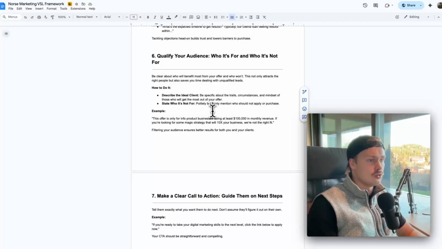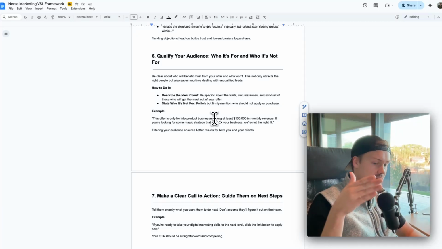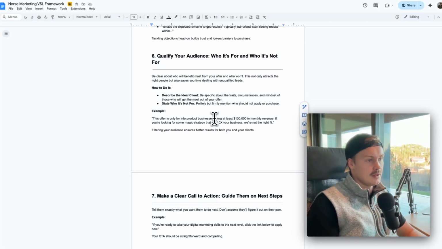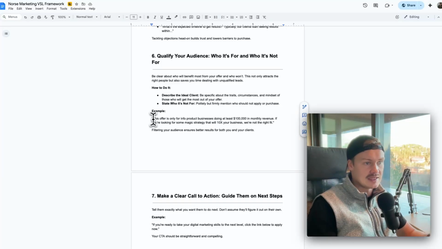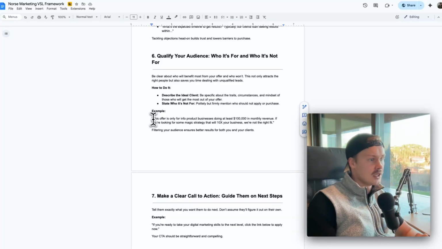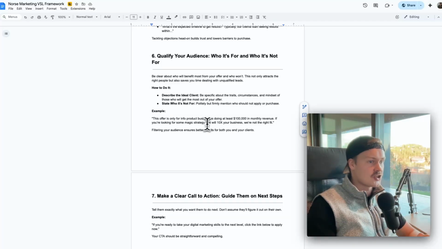And this puts you in a position where we don't sell to everyone, right? We want this very specific person. And it's just going to make your business more efficient. So what we say is this offer is for info-product businesses or consultant companies who are selling high-ticket services and are doing at least $100,000 in monthly revenue. If you're looking for some magic strategy that will 10x your business, we're not the right fit. We just say that upfront.